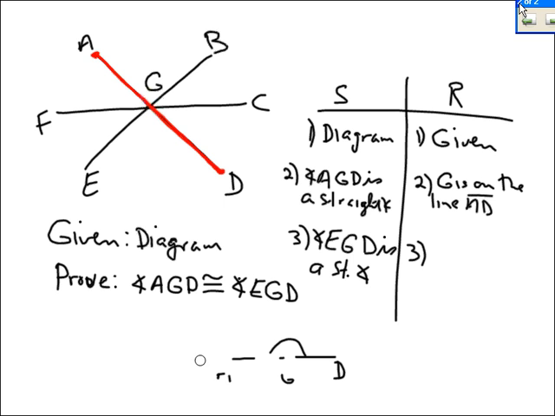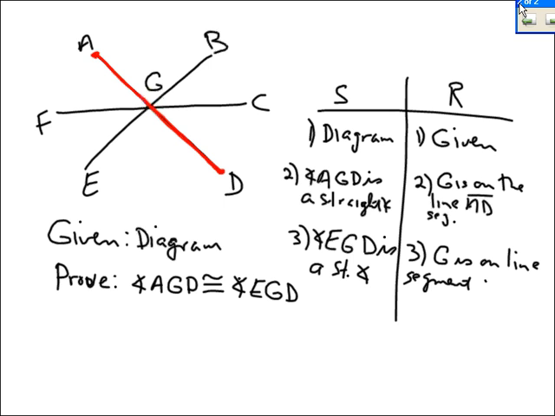Okay. Now, why is EGD a straight angle? Because G is on, I meant above to say the line segment, G is on line segment ED. It's on the line segment ED. So angle EGD is a straight angle.